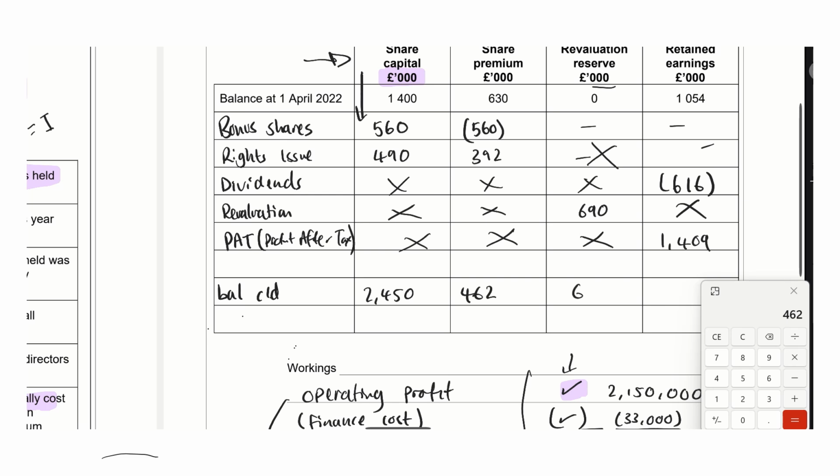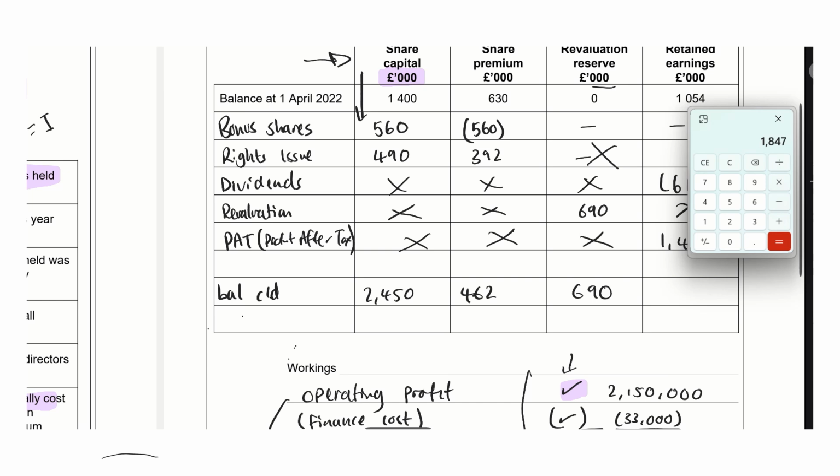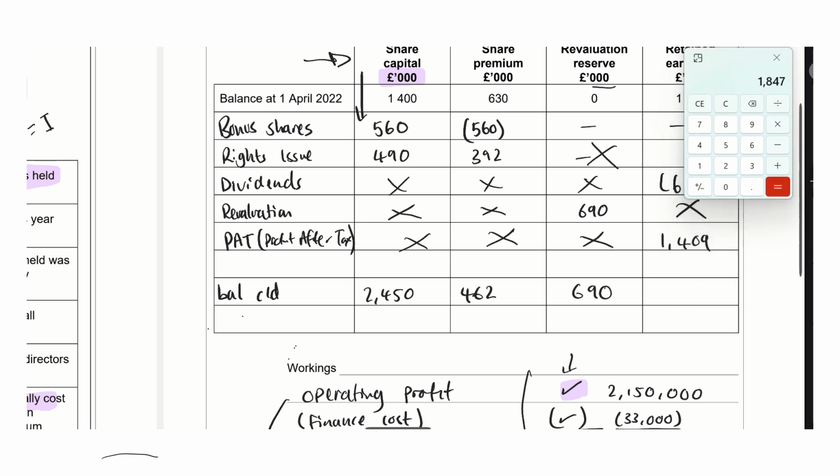Here you just get 690, and for this one you start off with 1,054,000, take away the 616, and then add the 1,409. And if I can just move this up here, you get 1,847,000. So that concludes this question.